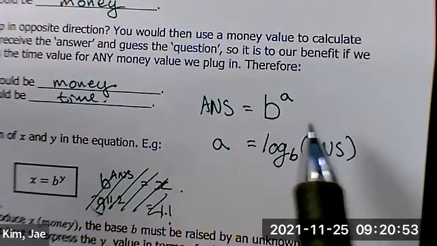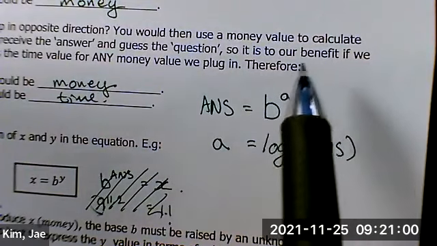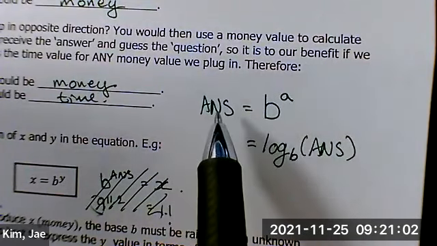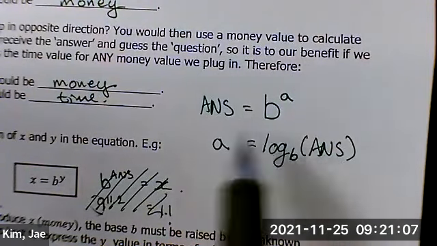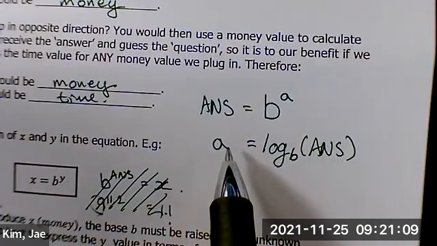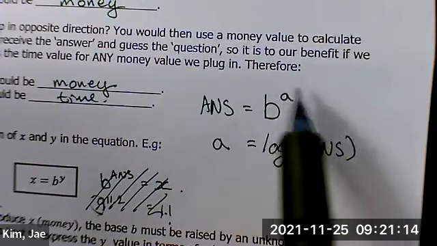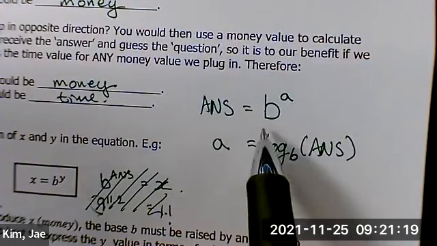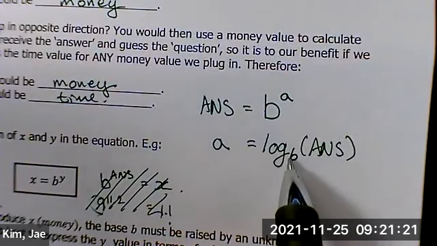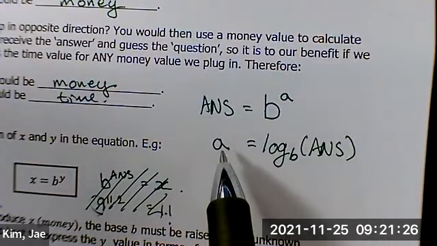A short way of saying it is this. For the first initial question, b to the power of a gives me the answer. Log b of the answer gives me the power. I'll say that one more time. b to the power of a gives me my final answer. So if I want to go in reverse, the log of the base of the answer gives me the exponent, gives me the power.